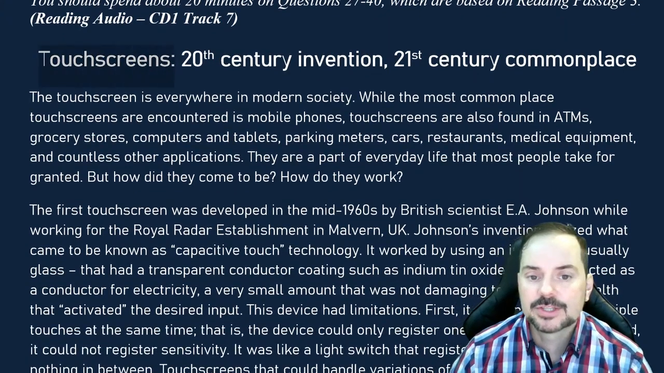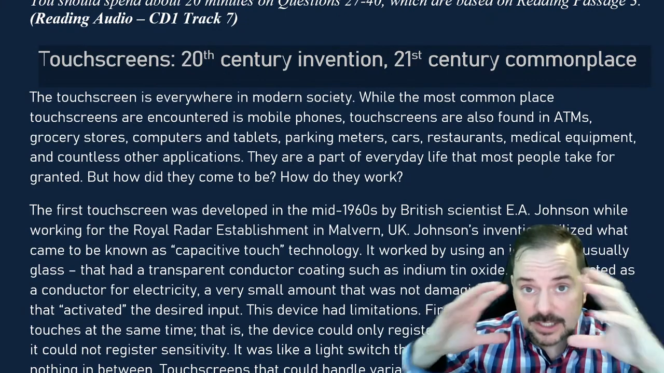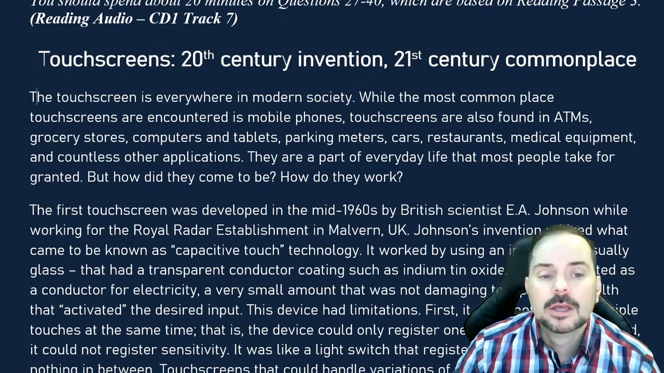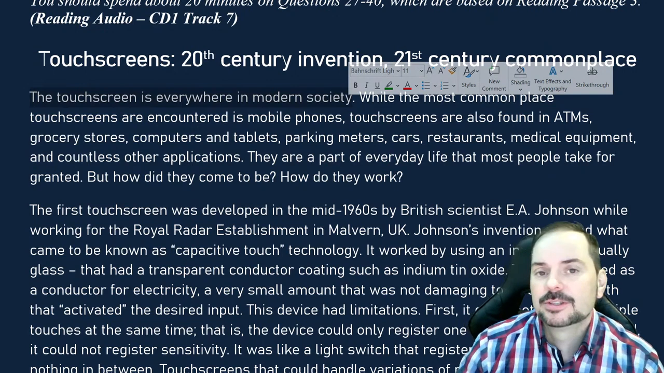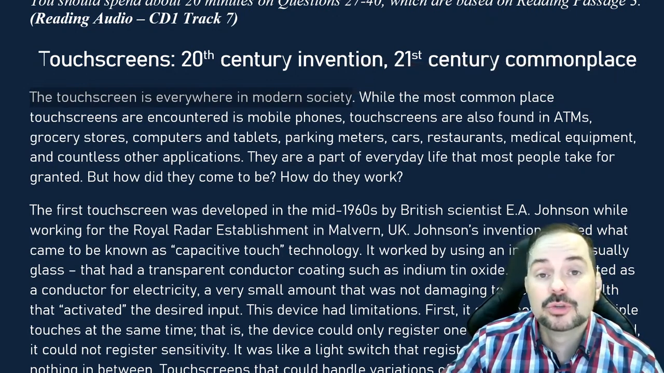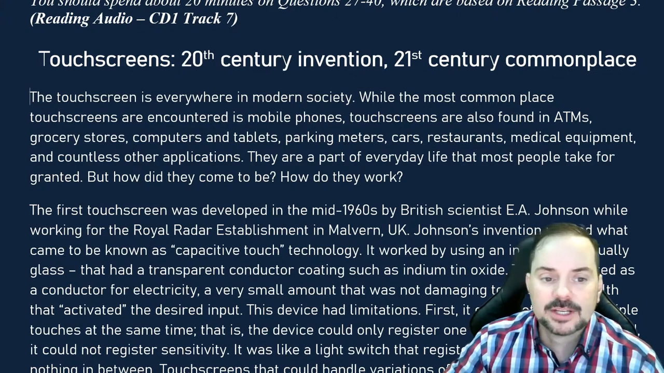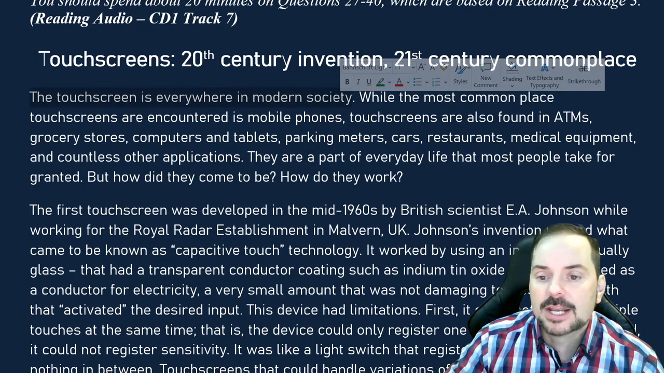So touchscreens, 20th century invention, 21st century commonplace. And visualize, see the information. The touchscreen is everywhere in modern society. That's the hook. If you watched the last class on writing task 2, that's your hook, okay? So, sorry, one more time, I just got excited. The touchscreen is everywhere in modern society.